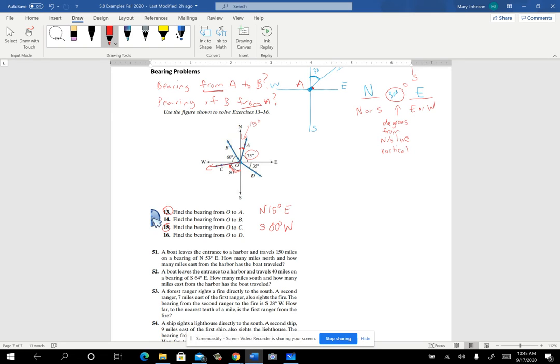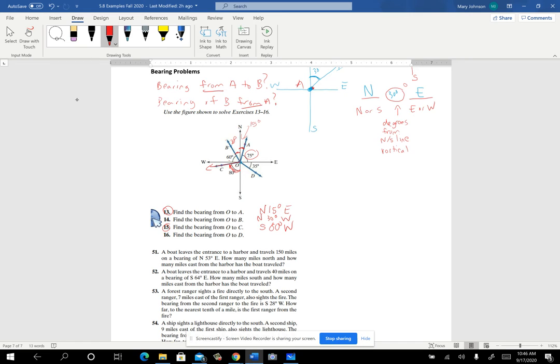Okay, so now 14 is from O to B. When I look at that one, I do need to know this angle from the vertical. So that would be 30 degrees. Since this was 60, that would be 30. So that one should be north, but it should be 30 degrees, and then you're veering to the west. So number 14 should be north, 30 degrees west.